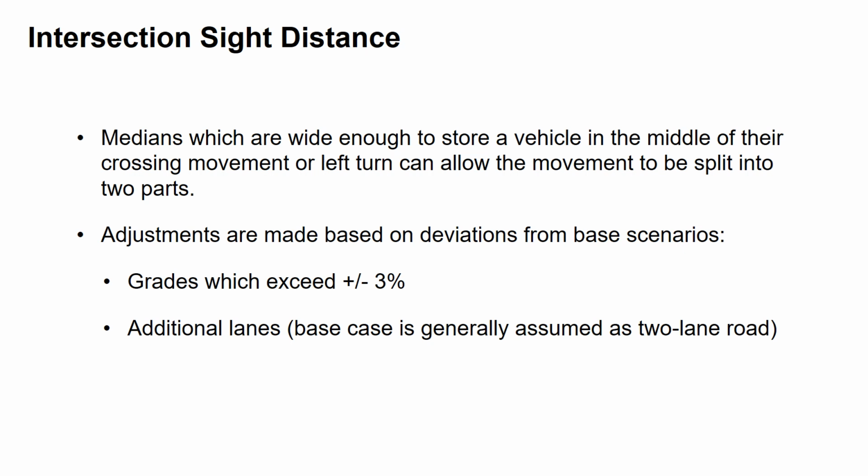We also need to make adjustments when there are any deviations from the base or kind of ideal scenarios. That's when the grades exceed plus or minus 3%, or when there are additional lanes. And generally what we'll see is that the base case is assumed to be a 2-lane road. So as you add lanes, if it's a 4-lane road or a 6-lane road, we're going to need to add distance and time gaps for our intersection sight distance for these scenarios.